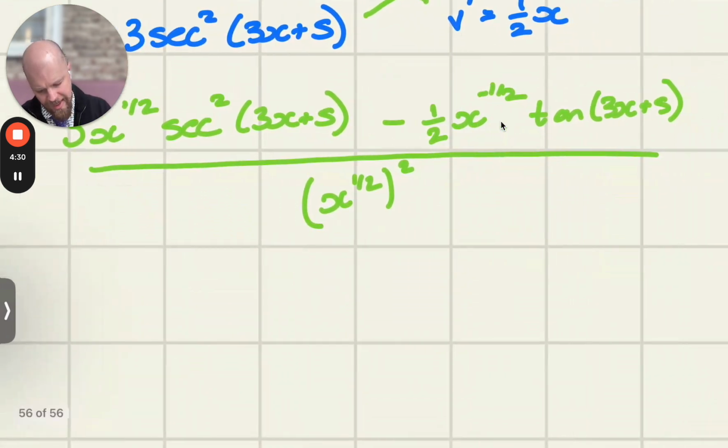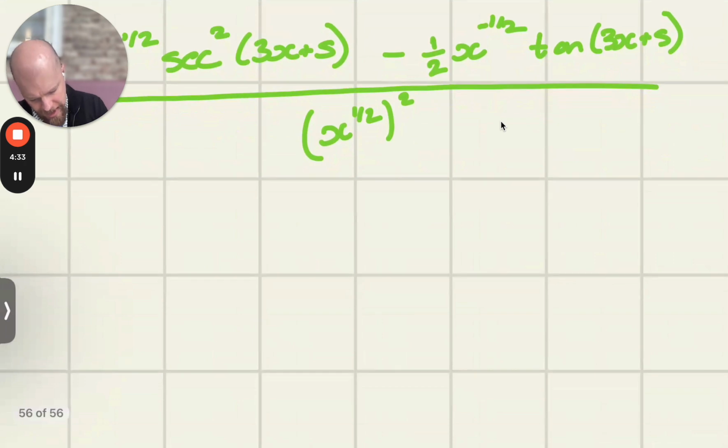Let's clean this up slightly. So we'll leave it as 3x to the 1/2. You can write that as square root x if you want. Sec squared 3x plus 5.